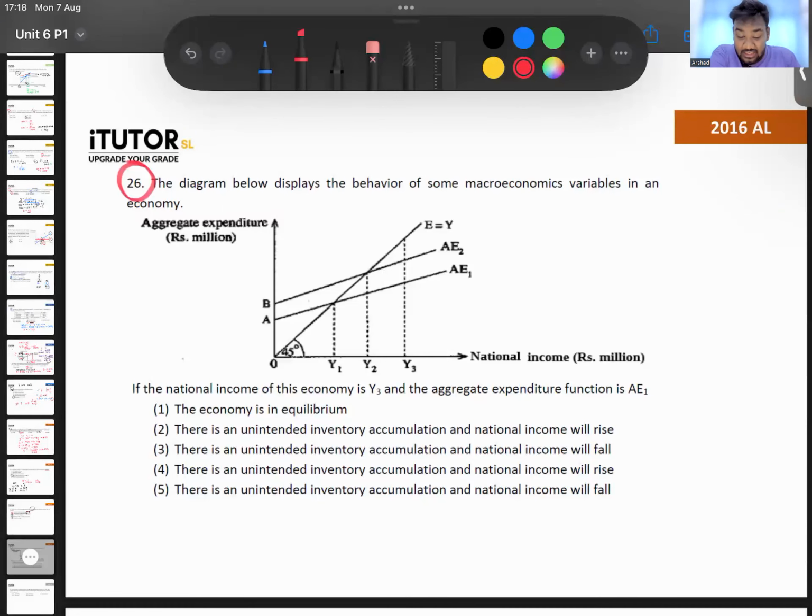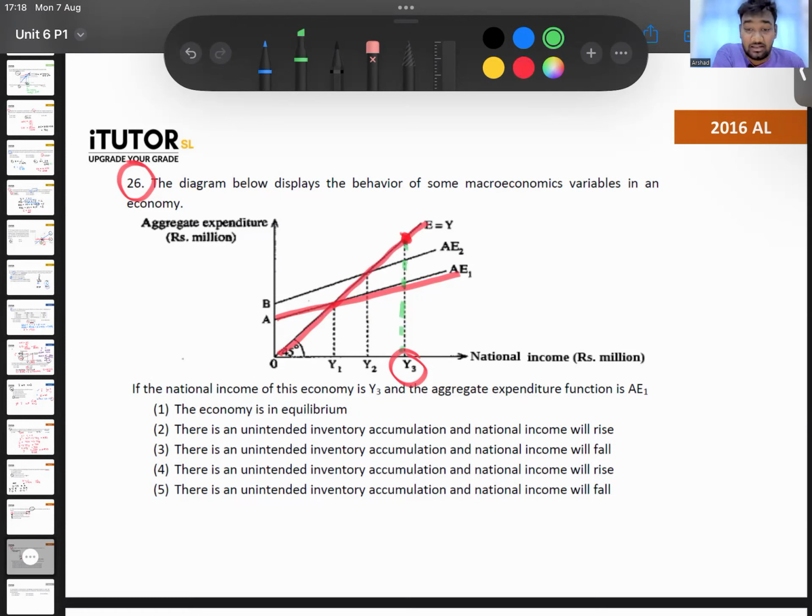No, Balam. The diagram below displays the behavior of some macroeconomic variables in an economy. If the national income of this economy is Y3 and the aggregate expenditure is A3, so expenditure is here, but the output is over here, right? What can you say? First of all, is the economy at equilibrium at this point?